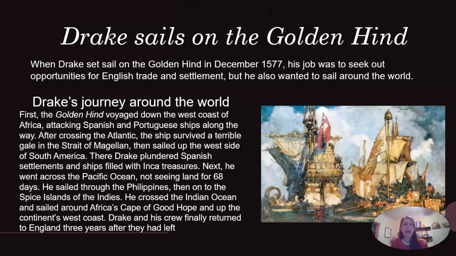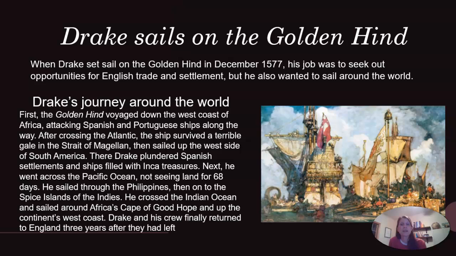Drake sails on the Golden Hind. When Drake set sail on the Golden Hind in December 1577, his job was to seek out opportunities for English trade and settlement, but he also wanted to sail around the world. Drake's journey around the world. First, the Golden Hind voyaged down the west coast of Africa, attacking Spanish and Portuguese ships along the way.